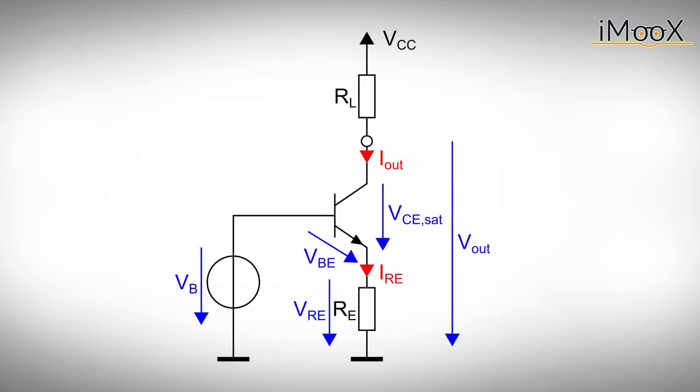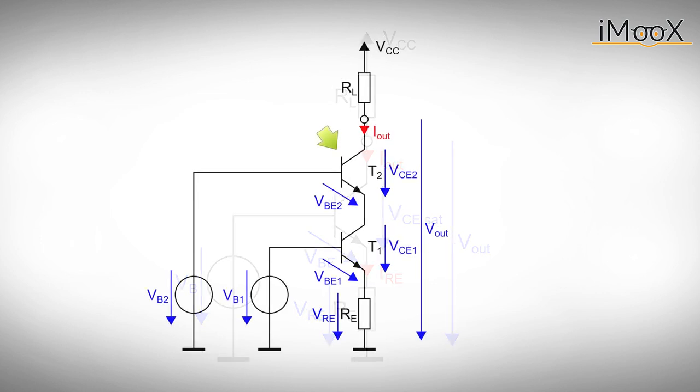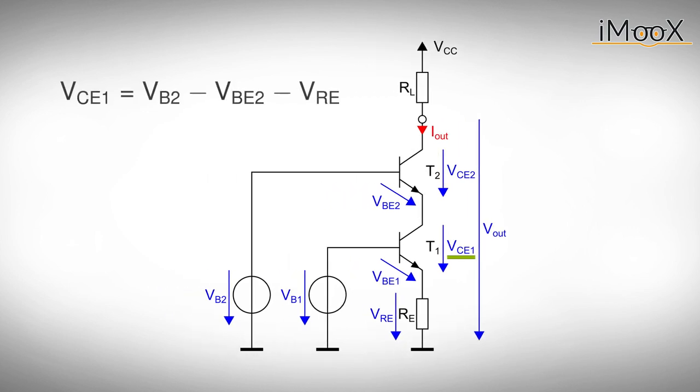When we achieve a constant output current, also the voltage drop over RE is constant and the potential at the emitter is stabilized. Thus, it is sufficient to pin the potential at the collector of our current controlling transistor. To do so, we just add another bipolar transistor to our circuit. Any change in output voltage changes the collector-emitter voltage of the second transistor T2. The collector-emitter voltage of the current controlling transistor T1 is pinned to VCE1 equals VB2 minus VBE2 minus VRE.